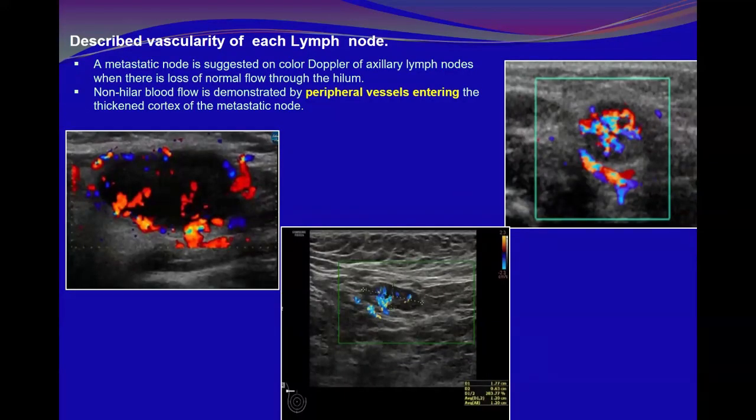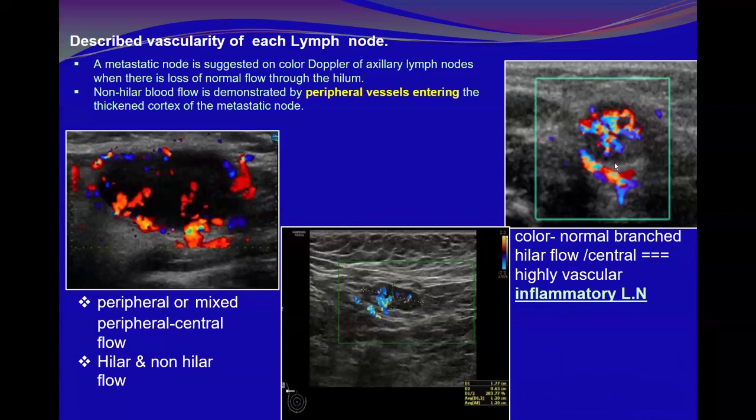Okay, looking at these lymph nodes. We have seen this just now, the reactive or adenitis, hyperemia or increased vascularity, central or hilar vascularity. And if we look at this one, also I can see an increased hyperemic lymph node, but all the vessels are coming from the center going toward the periphery. I couldn't see any marginal vascularity, okay? And these two examples here, my patient and the case from literature, proven to be just inflammatory lymph nodes, having normal branched hilar flow or central high vascularity or hypervascularity.